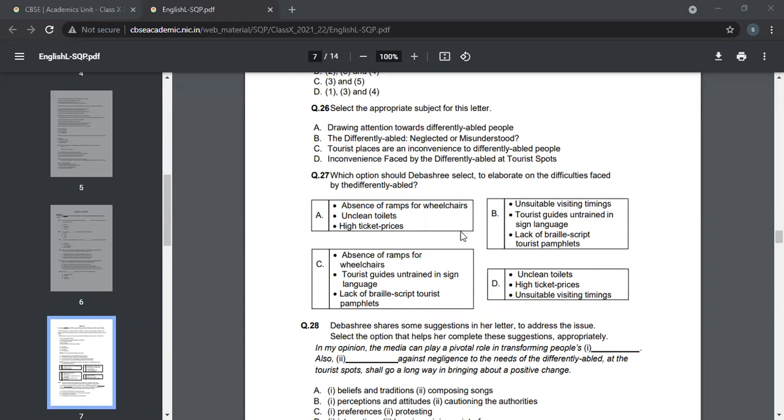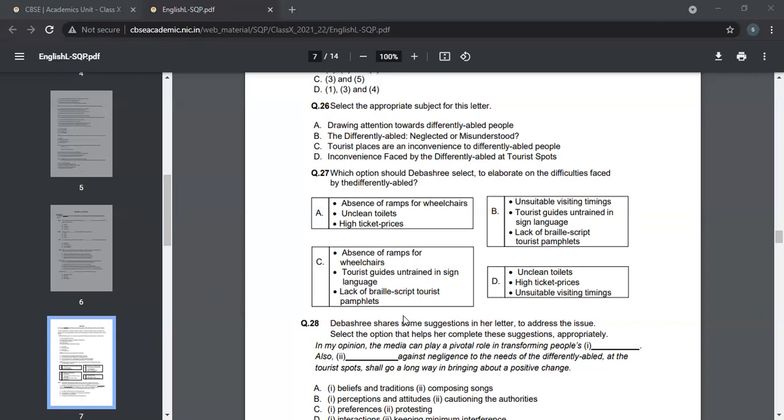व्हिच ऑप्शन शुड देवश्री सेलेक्ट टू एलैबोरेट ऑन द डिफिकल्टीज फेस्ड बाय द डिफरेंटली एबल्ड. नीचे 4 बॉक्सेस गिवन है, चारों में उन्होंने 3-3 पॉइंट्स गिवन है. ए बॉक्स में भी 3, बी में भी, सी में भी, डी में भी. यू हैव टू चूज वन बॉक्स. क्लियर?